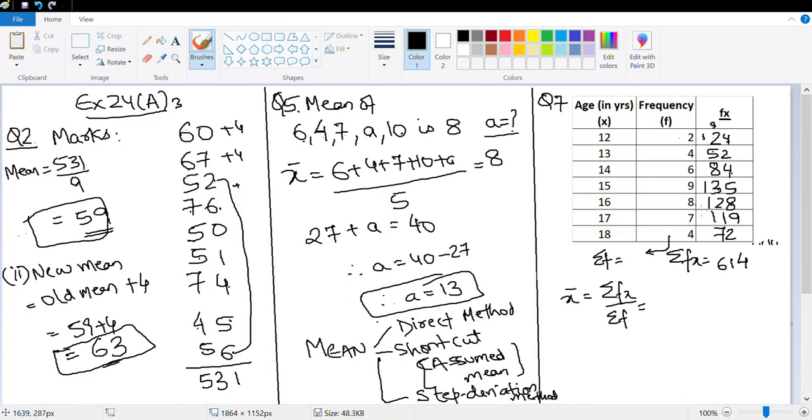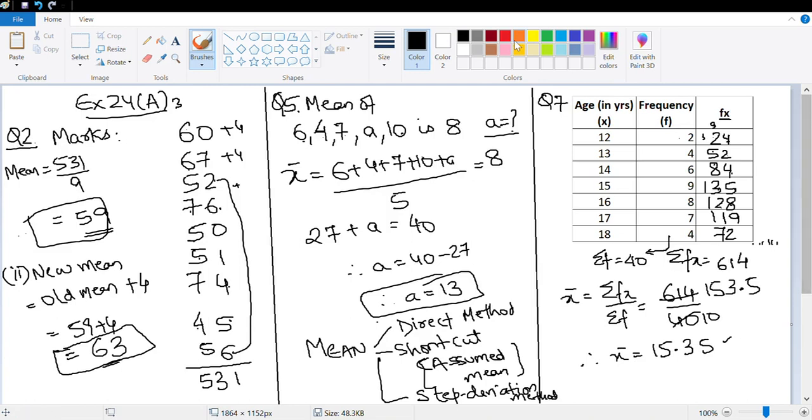6, 12, 20, 29, 36, 40. In any case, it was also given in the question that this is the ages of 40 people. So 614 upon 40, that's 15.35. Therefore, x bar, which is the mean, is equal to 15.35. That's my mean. Perfect.